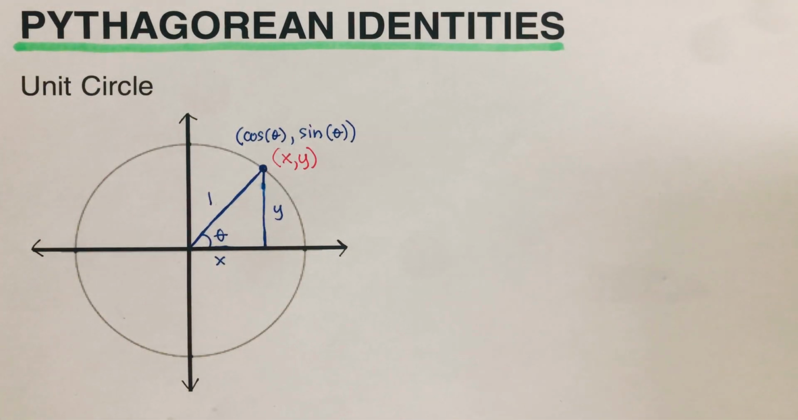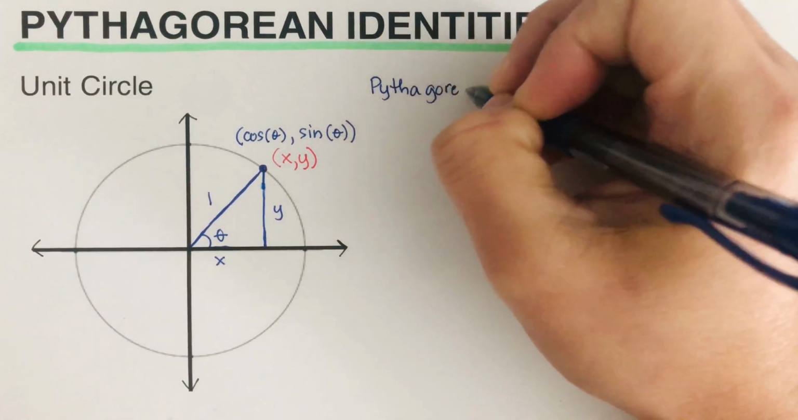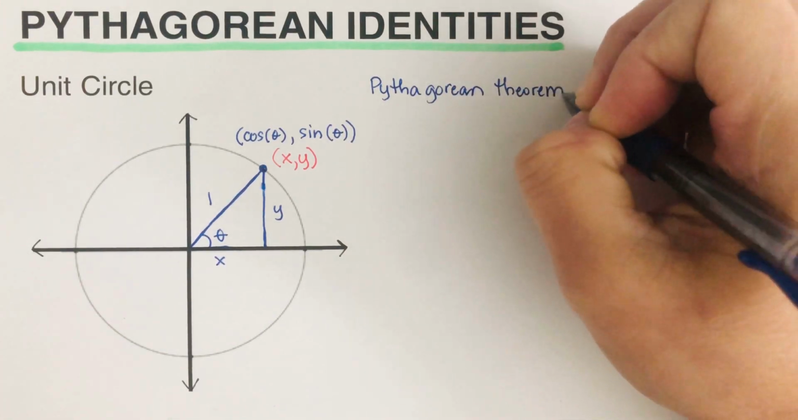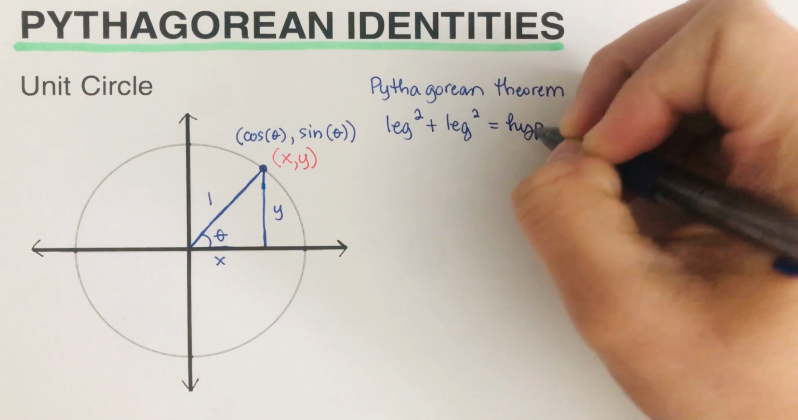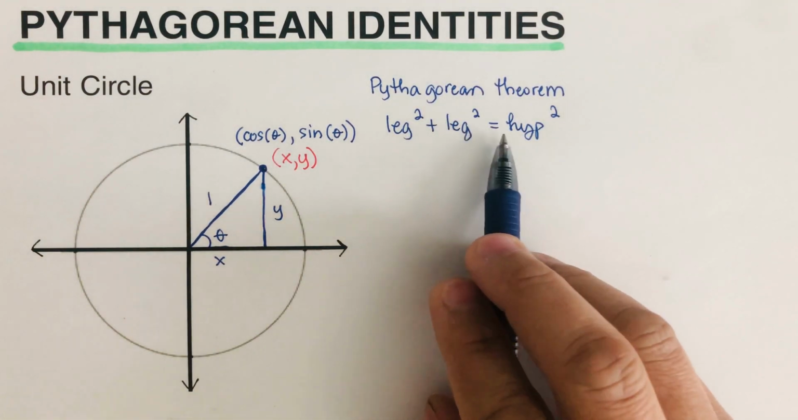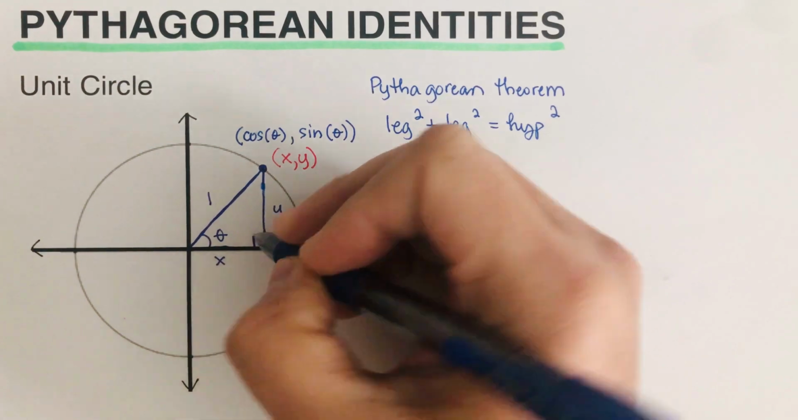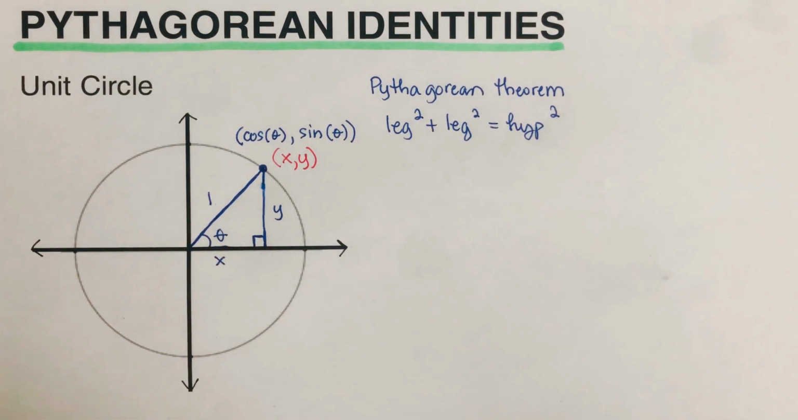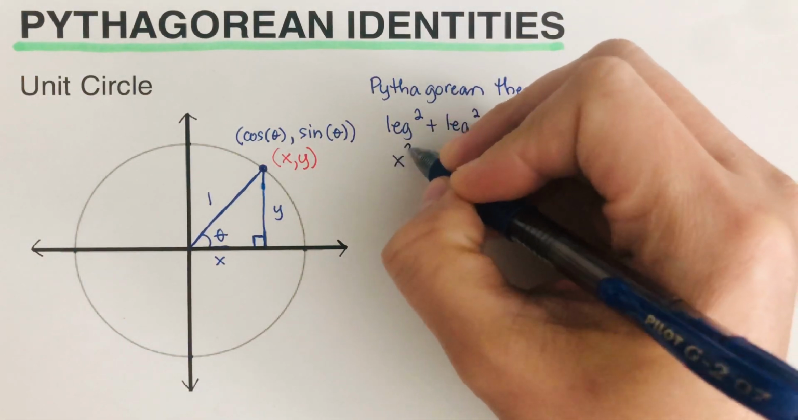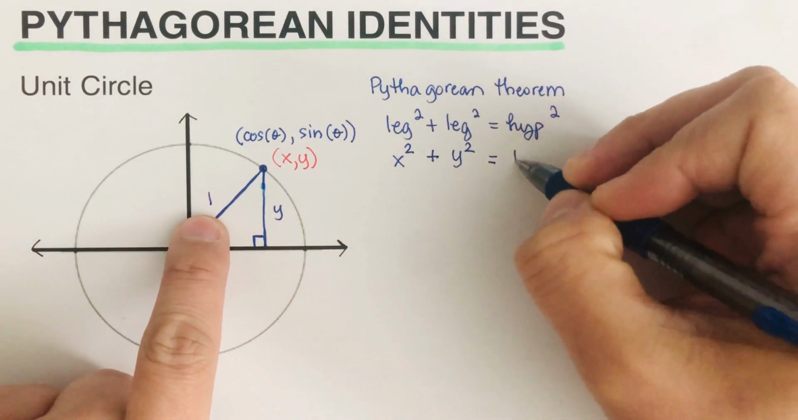Now, what we are going to do next is recall the formula for the Pythagorean theorem. Leg squared plus leg squared equals hypotenuse squared. Now we remember that this triangle right here is actually a right triangle. This is a right angle, 90 degrees. Looking at this triangle, our legs are x and y. So the legs would be x squared, that's the first leg, and the other leg is y squared. And the hypotenuse here is 1 because, again, this is the unit circle.